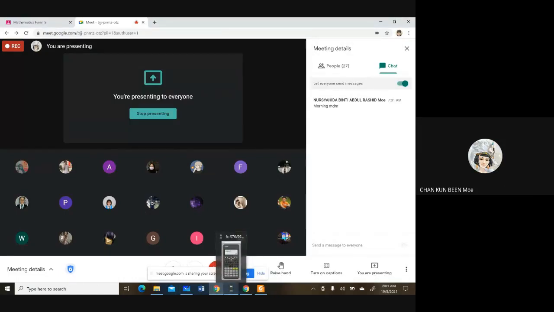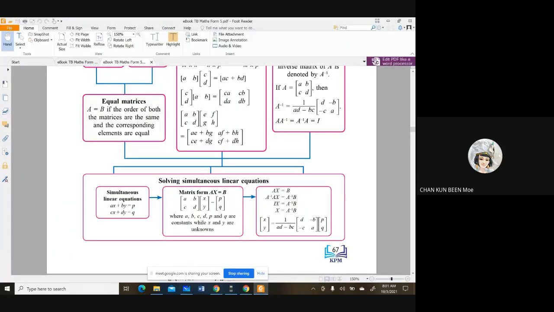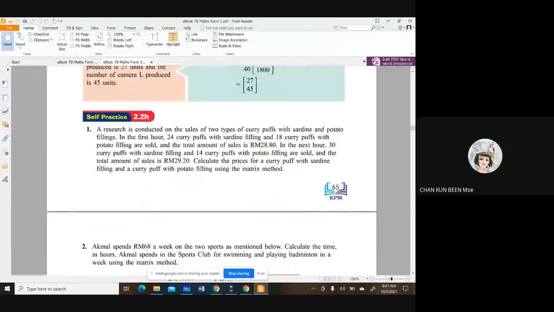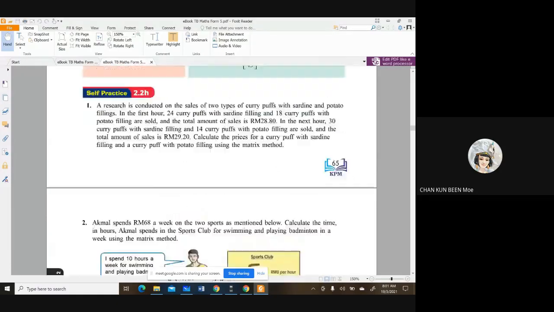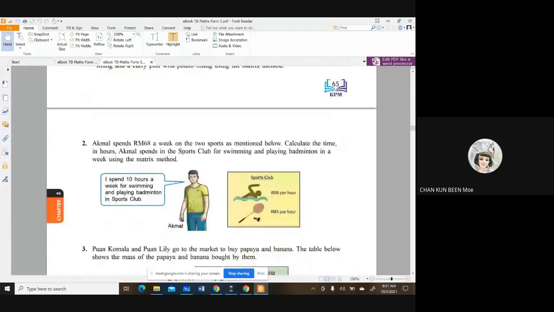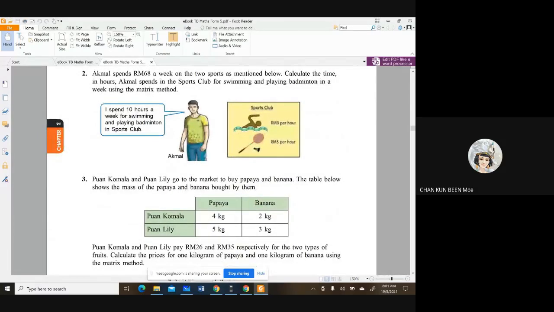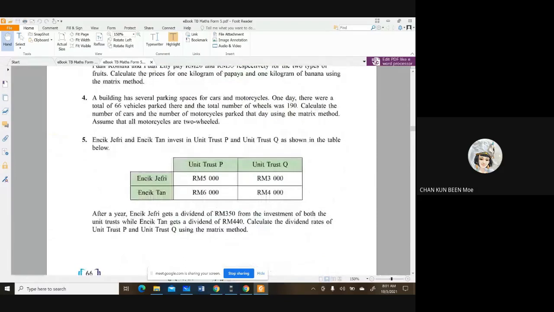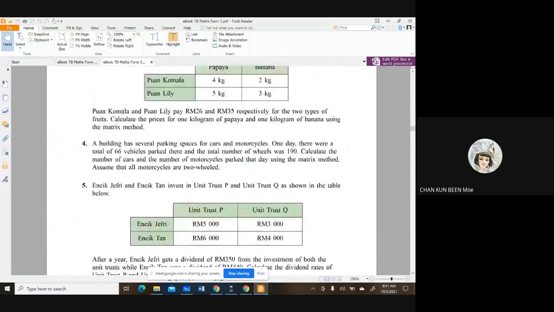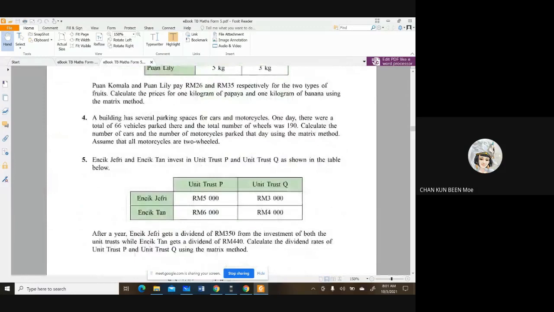Any other question, class? No more, madam. So we reached the end of it. I just want you to continue with the exercise given on practice 2.2H. You can refer to practice 2.2H. There is a lot of exercise actually. There are altogether 5 questions. You don't have to do all. I choose for you. You do question number 1. Okay, you tick on your own. After that, question number 2, followed by question number 5. Okay, you get me? 1, 2, and 5 only.